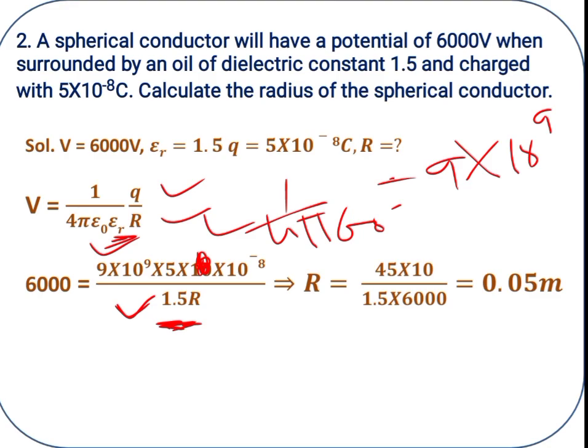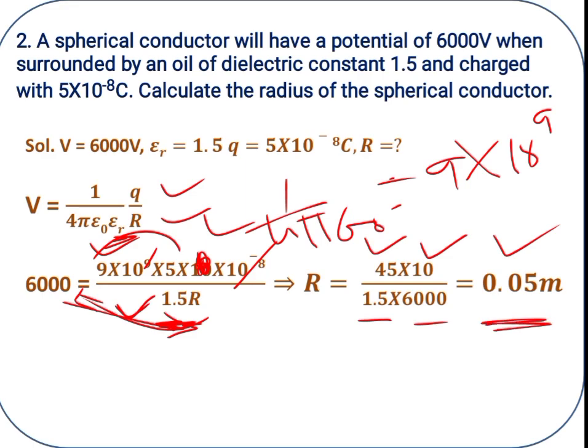Now interchange this R. Okay. Because we don't know the radius, after simplification, substitute and simplify this. 9 into 5, that is 45, and 10 raised to minus 8 and 10 raised to 8 cancel, only 10 is remaining, 1.5 as it is, 6000 here. Okay. After simplification how much did we get? 0.05 meter. This is the final answer.